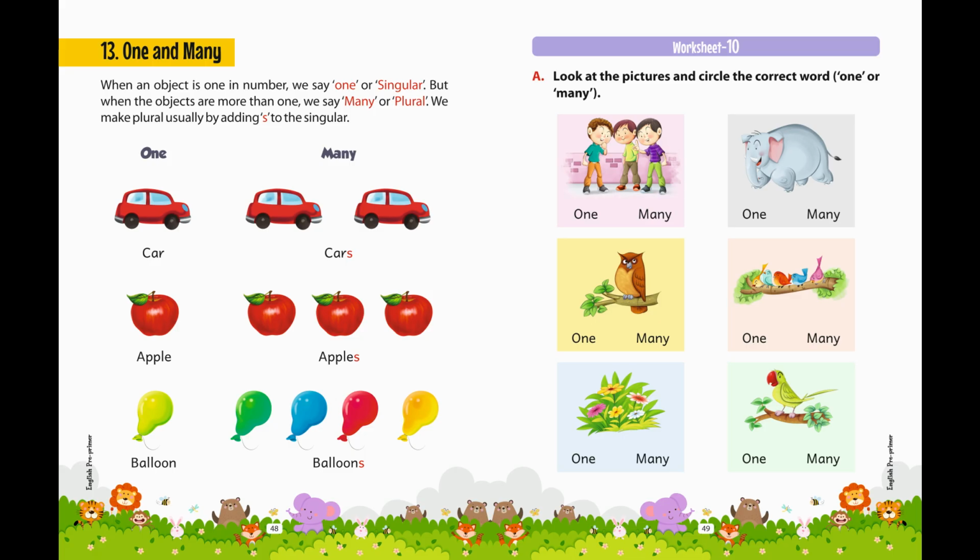Let's look at the pictures and choose the correct word. One or many. Ready? Are there many children or one? Many. How many elephants do you see? One. Is there one owl or many owls? One. Look at the birds. Is it one or many? Many. What about the flowers? Many. And the parrot? One. Wonderful job. You've learned to see the difference between one and many.